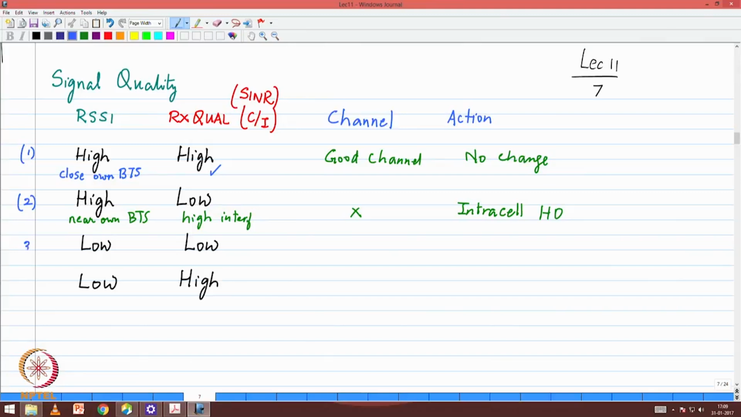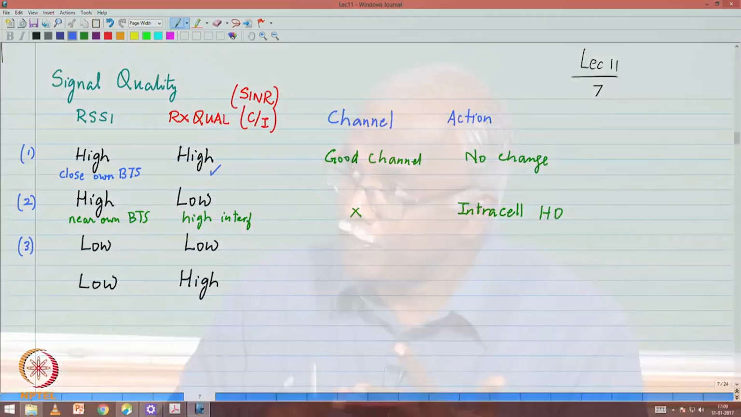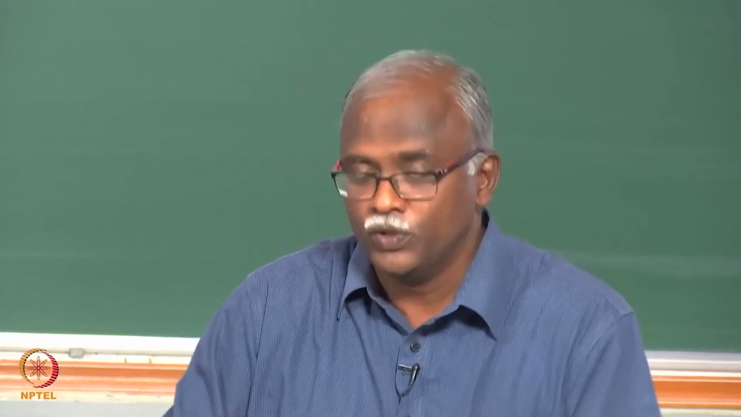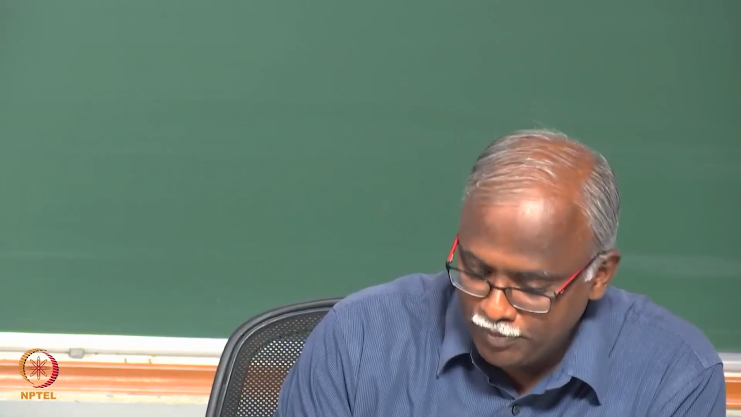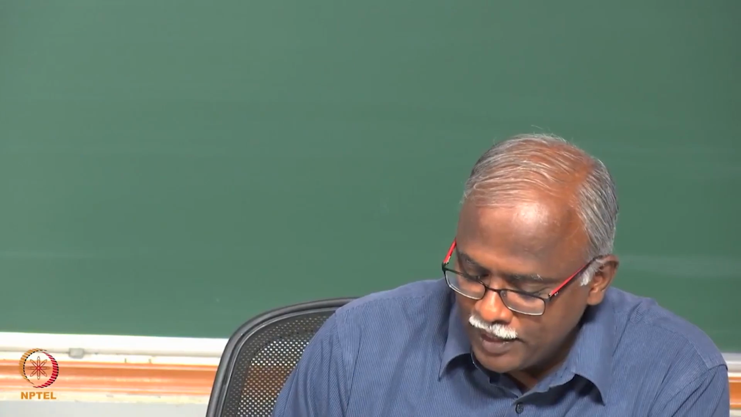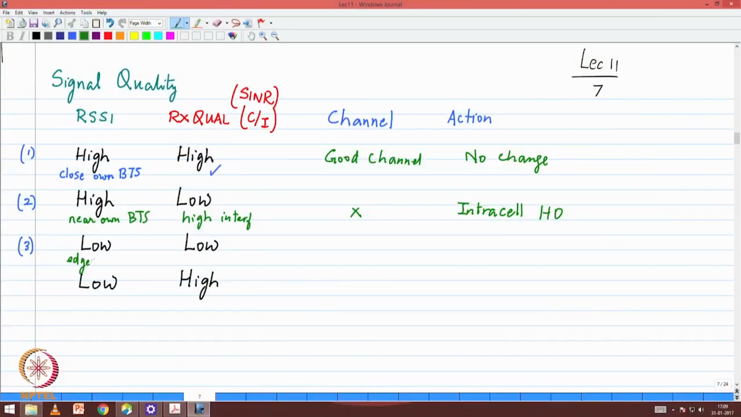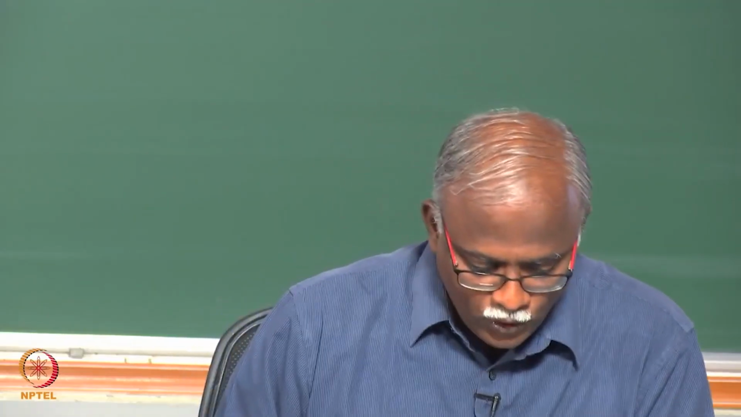Third scenario, RSSI is low. RSSI low means PS is low, PI is low, everything is low. So basically that means you are far from the base station. So basically we will call it the edge of cell. Okay. Now your C over I is low.